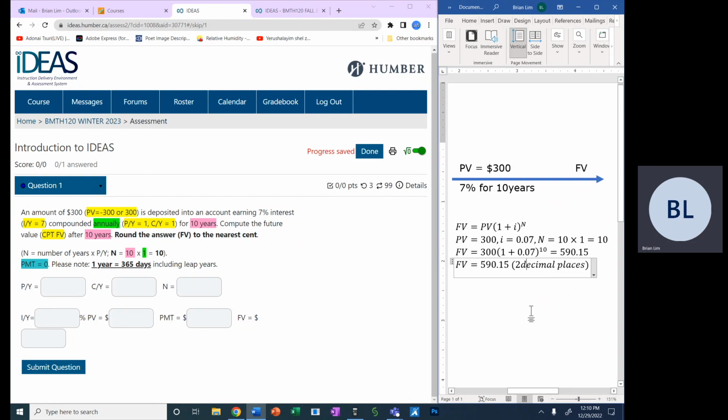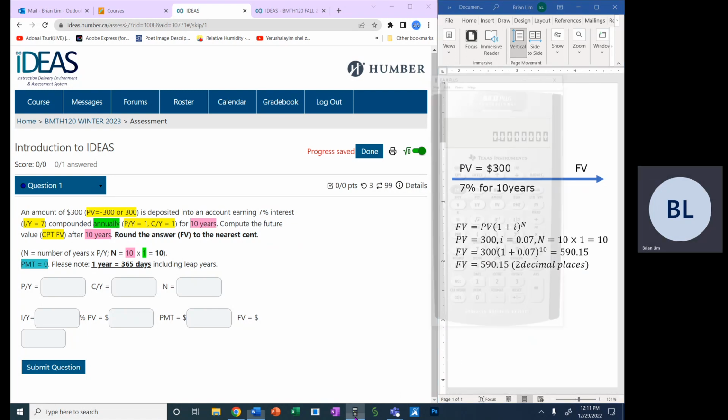Now, if we were to use the normal method of the calculator, meaning doing it manually, we would insert these numbers: 300, and in parentheses, 1 plus 0.07, then raise that number to the 10th power, multiply by 300, and we will get this number of 590.15.